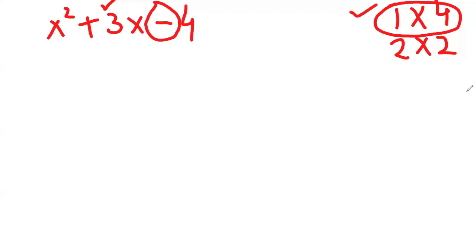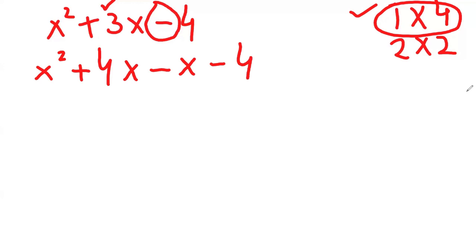Let's continue. X square plus 4x minus x minus 4. You can write 1x also first. Okay, it will make no difference. And 4x also or 1x also. It's the same thing.